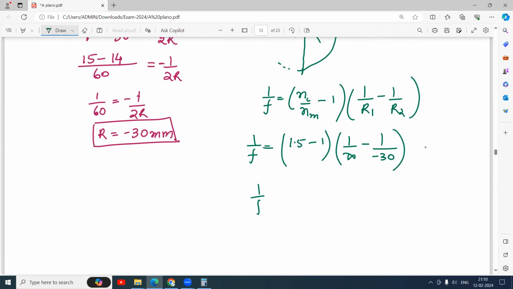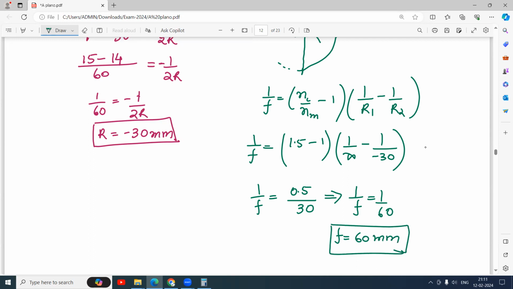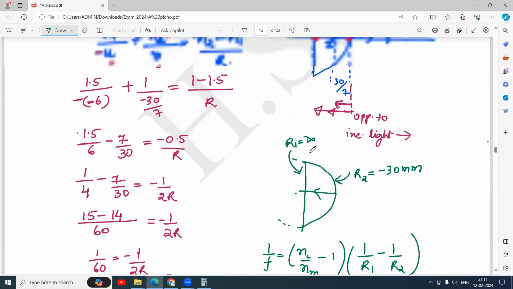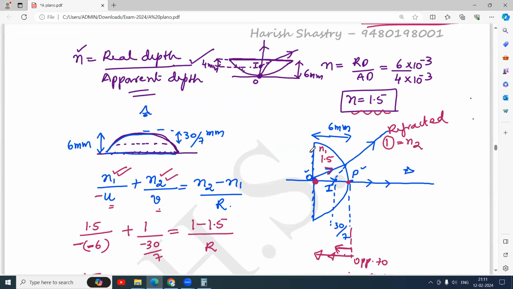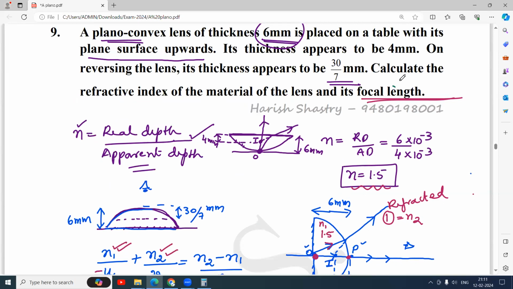So 1 by F is equal to 0.5 by, this is plus 1 by 30. Yes. So this is 1 by F. 0.5 can be written as half, so 1 by 60. So F is equal to 60 millimeter. This is the answer. Focal length is 60 millimeter. So you can put it in centimeters also, no problem. So we have found out the focal length, we have found out the refractive index of the material of the lens.